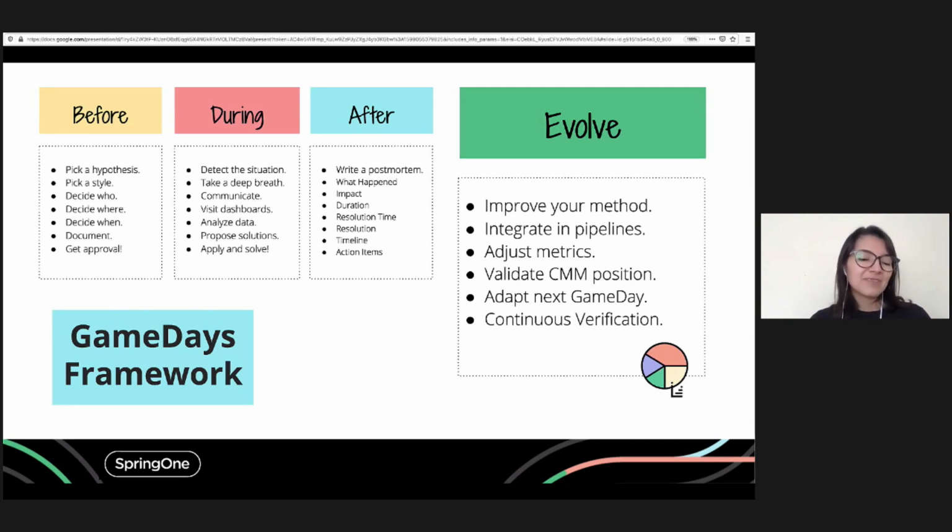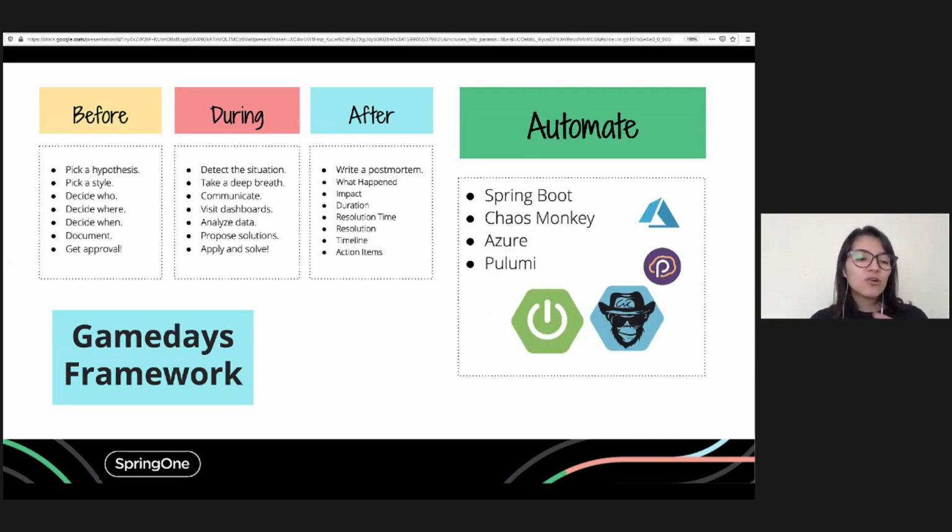So adapt the next game day, and if we have the opportunity to explore this part, implement continuous verification. So in a 5th stage, we use an additional stage for automating. In this case, I am going to show you how you can automate this exercise using Spring Boot, using Chaos Monkey for Spring Boot, the proper tool to interact with Spring Boot microservices, and Pulumi and Azure in order to pass the microservice to the cloud.